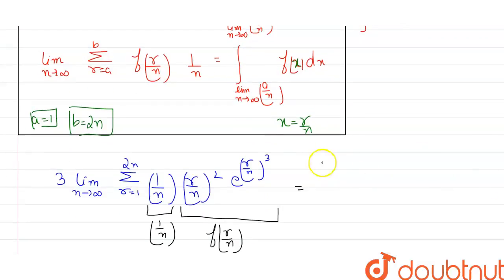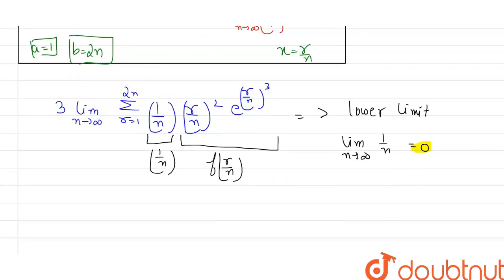So first of all, the lower limit value. This will be the limit as n tends to infinity of a by n. What is the value of a? Basically a is 1, so this will be 1 by n, and if I put the value of n as infinity here, this will be 0. So my lower limit will be 0.